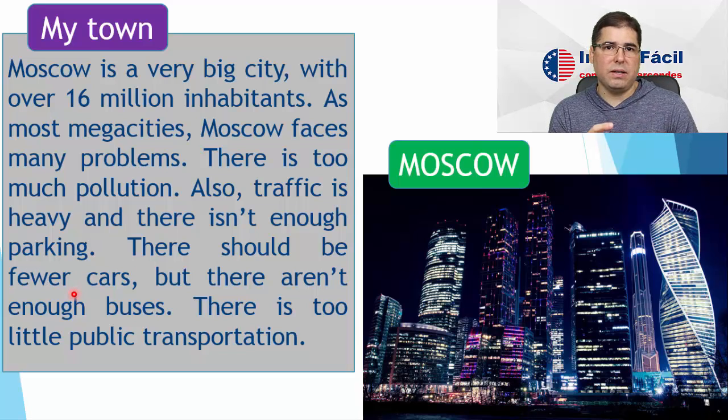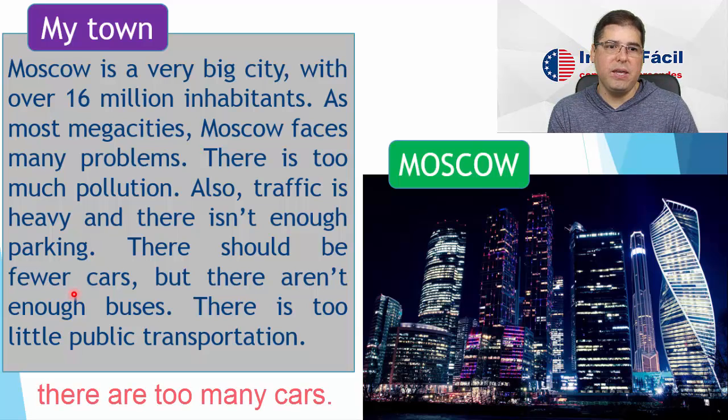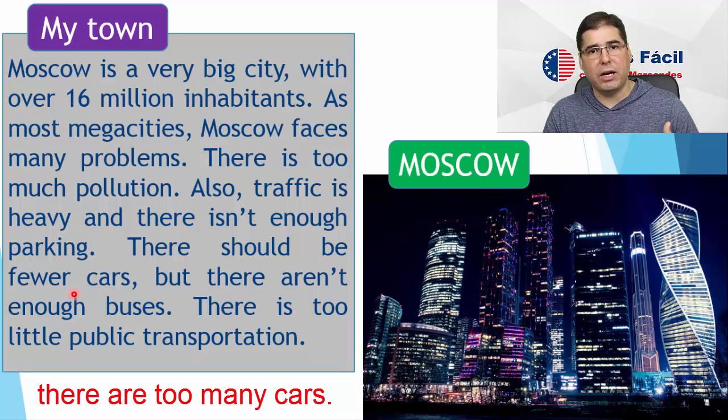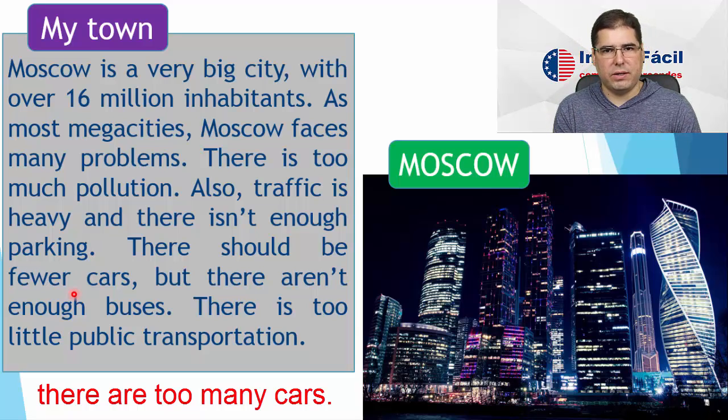Now, this is a sentence that we use to give our opinion on how things should be different. So the author says here, there should be fewer cars. It is the same as saying there are too many cars. So these expressions are almost the same. If I say there are too many cars, it means there should be fewer cars. There are too many means that the reality is not good. There are too many of something, in this case cars.